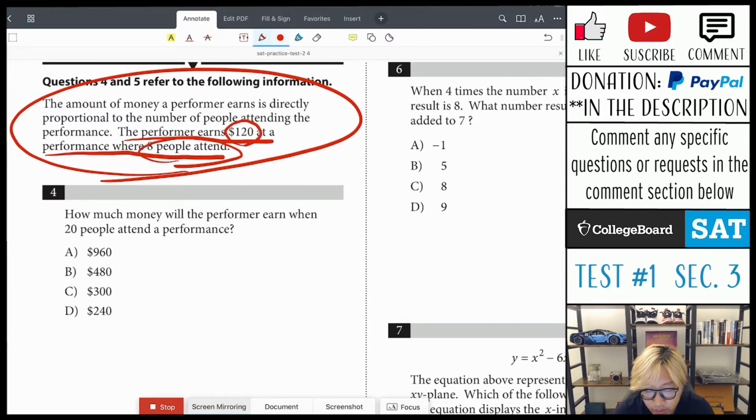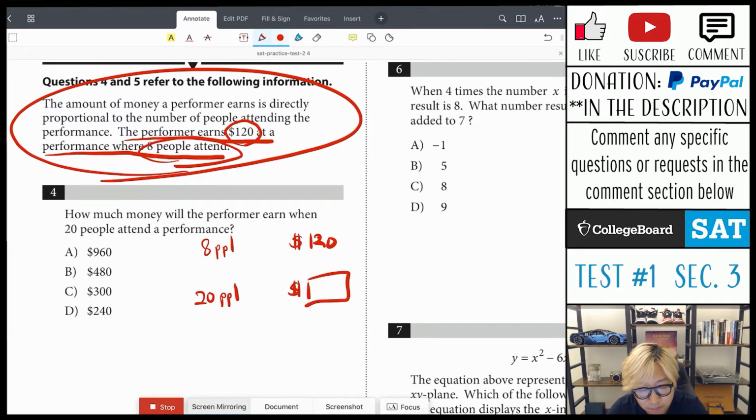Question 4, how much money will the performer earn when 20 people attend a performance? We just did a problem like this. It's just a simple ratio. Where 8 people attend, he makes $120. So where 20 people attend, how much does he make? It's just a simple proportion. You can set up the fractions like this.